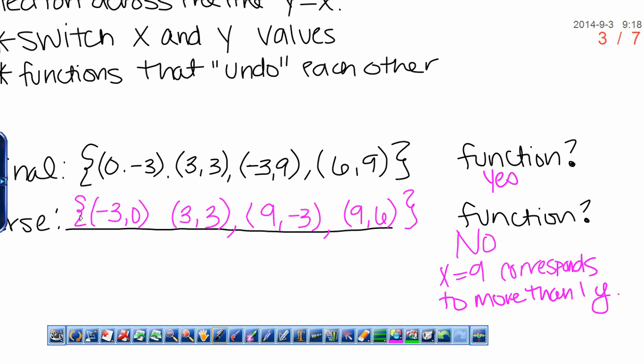All right. Everyone okay with the data set and finding that inverse? If I give you a point and I ask you for the inverse of that point, what do you do? Switch x and y. Don't do anything with signs or values. Everyone tries to make it harder. Just switch those places. Okay?